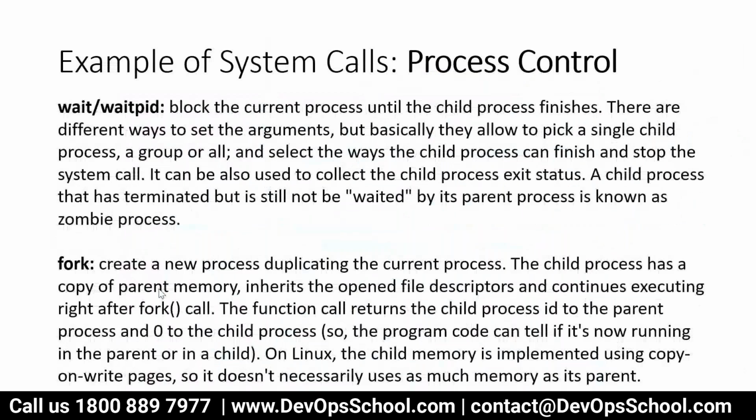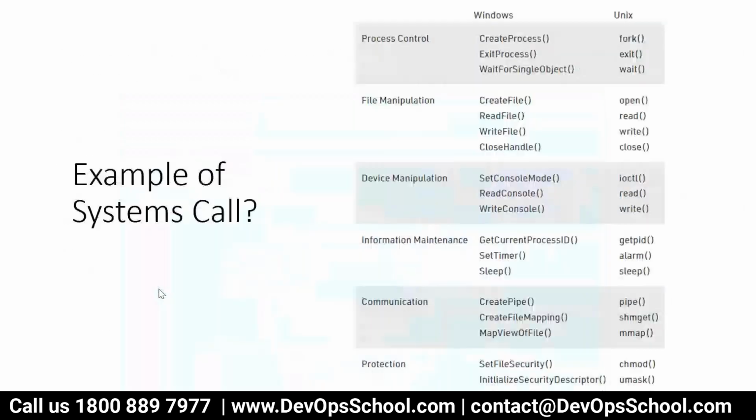So this is important, process control. Here you see examples of system calls like process control, file manipulation, device manipulation, and many more. And these are the methods. This is for Windows and this is for Linux. If someone asks you what process control is doing exactly: forking, exiting, and waiting. Then file manipulation, device manipulation, and so on. So this table is very important for Windows and Linux users as well.